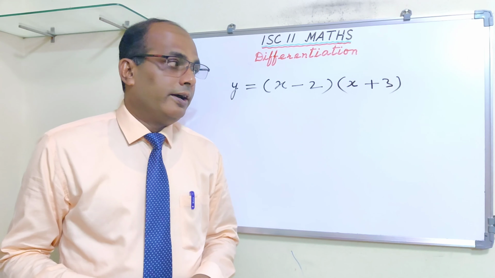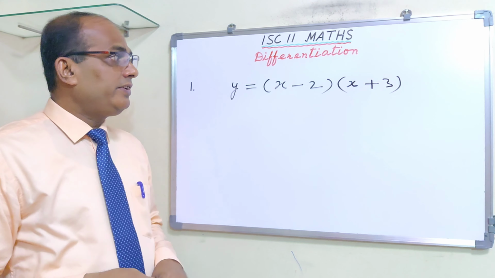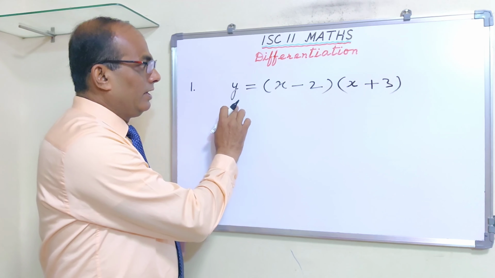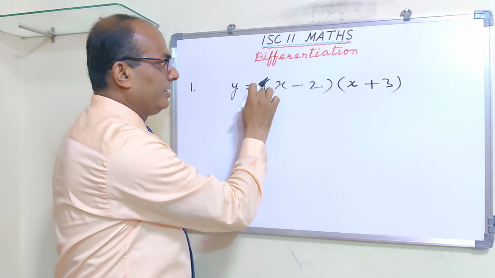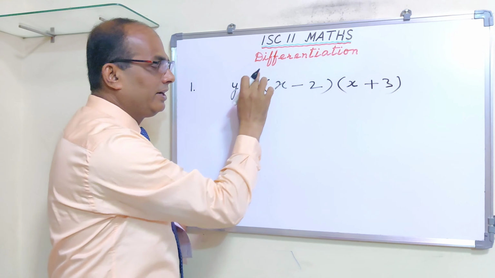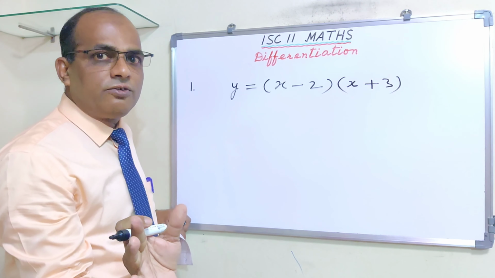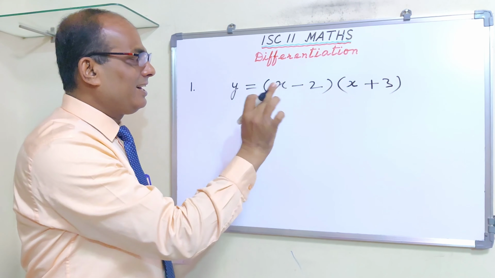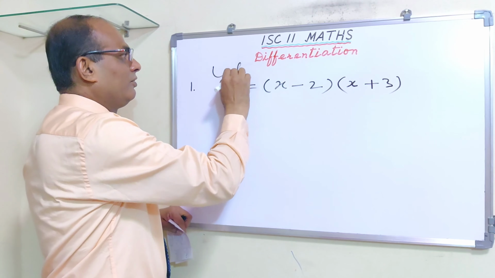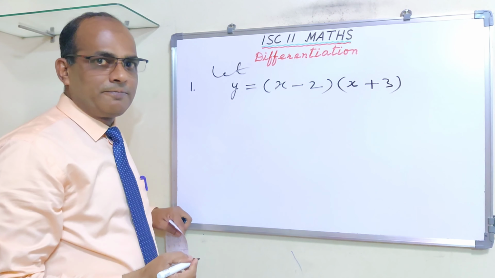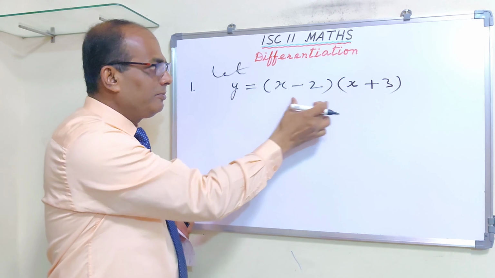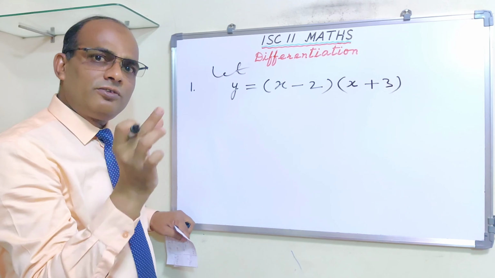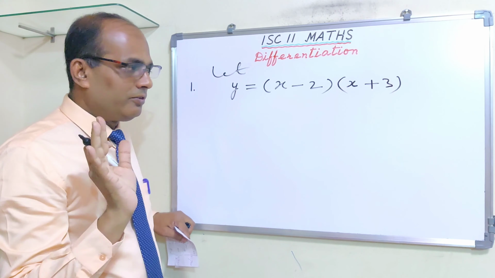So look here. The first question is y is equal to x minus 2 into x plus 3. This function is given, and the question is: differentiate with respect to x. So we are starting like this: let y is equal to this. We have to differentiate y, that means we want dy upon dx, with respect to x means dx. So dy upon dx we have to find out.